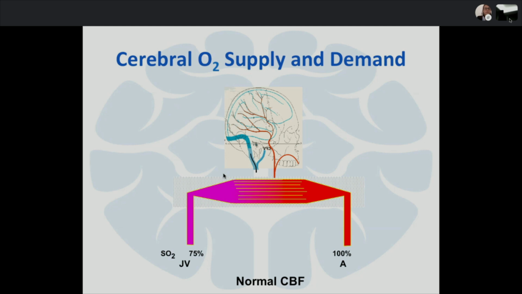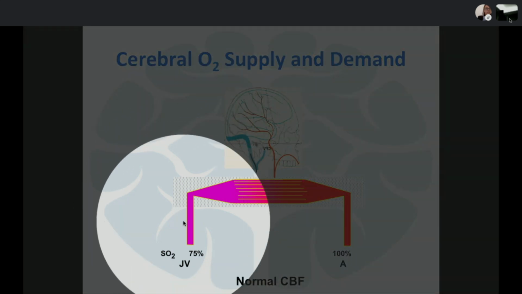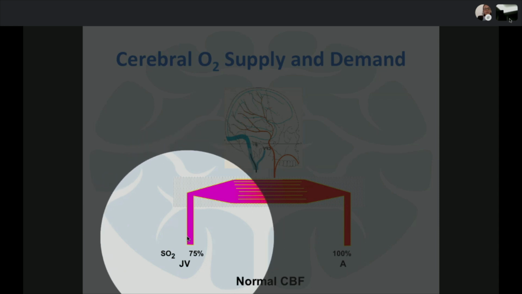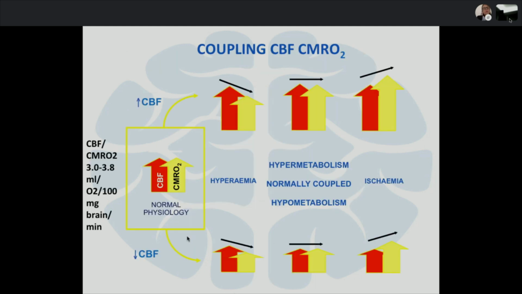of oxygen saturation. So a lot of oxygen is delivered to the brain, it's supplied to the brain, and the brain uses it as a substrate. And then it is basically shipped to the venous compartment after it's been metabolized. Of course, the venous compartment in the jugular vein contains a lower amount of oxygen, so the saturation here is around 75% in normal conditions. So it's all about coupling between the cerebral blood flow and the CMRO2, which is the cerebral metabolic rate of oxygen.